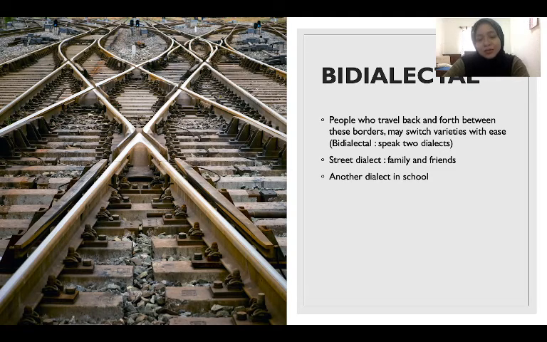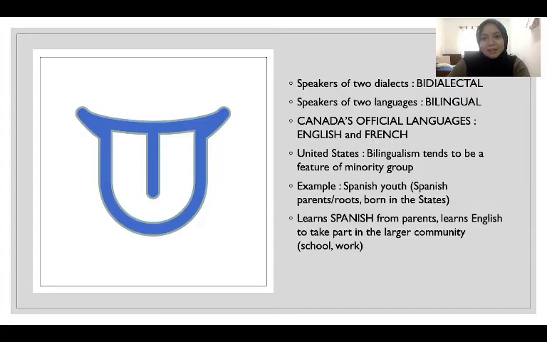Okay, but there are also other types of dialects, for example street dialect. For example, youth, when they talk to their family and friends, use the street dialect, but they will use another dialect in school. It can be formal and informal types of dialect. So there are two types of bidialectal: the obvious one, comparing two states, or street and more informal or formal dialects.